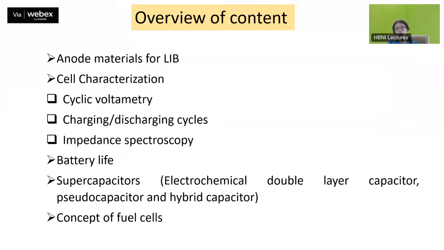And then we covered lithium-ion batteries and particularly the cathode materials. Because we are talking about materials, we are more interested in the material chemistry, and so we spoke a lot about the cathode materials for LIB. So today we will be doing the remaining part, which is the anode materials for LIB.